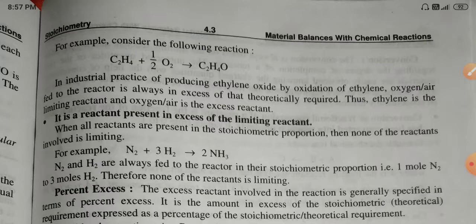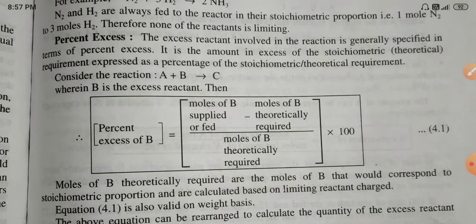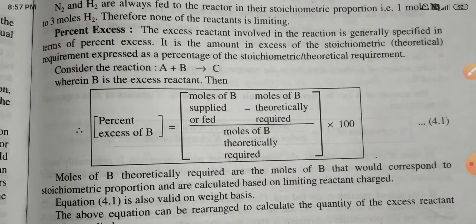Now we will see process excess. The process excess of the reactant involved in the reaction is generally specified in terms of the percent excess. It is the amount in excess of the stoichiometric equation.